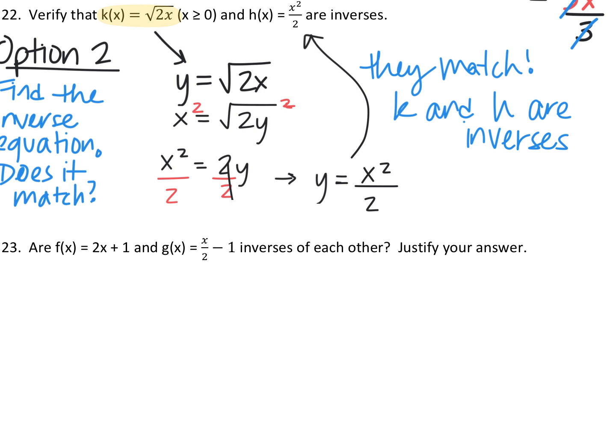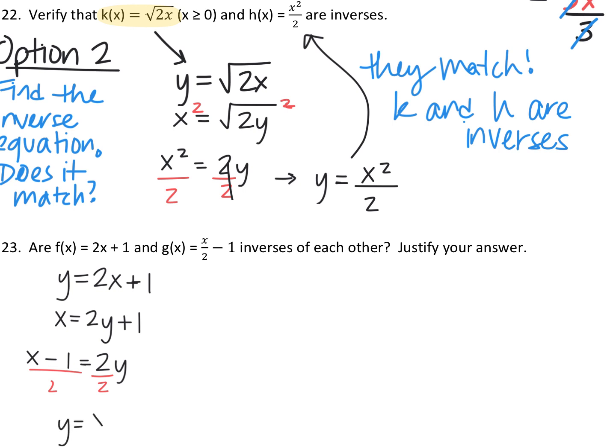So you can either find the inverse or you can do compositions. I have a feeling most of us are probably finding the inverse right now.